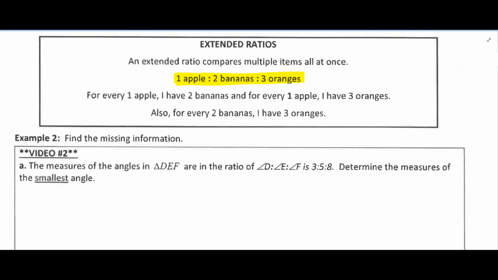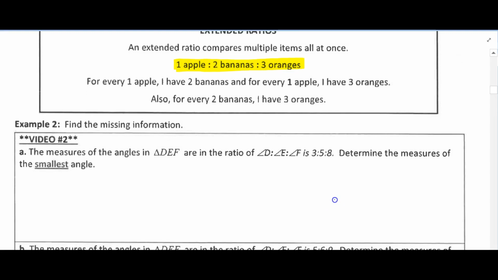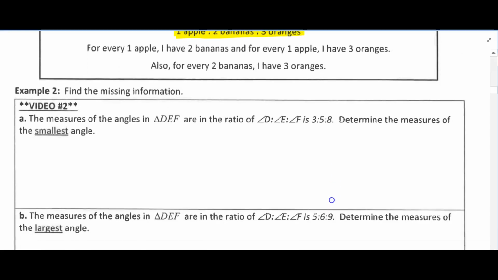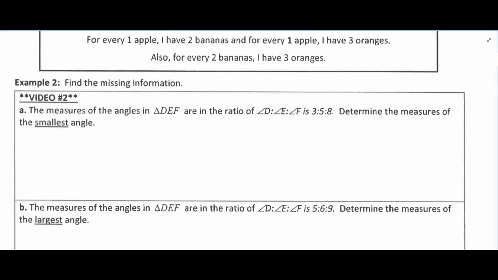Alright, so let's see how we can use this to solve a problem with a triangle. The measure of the angles in triangle DEF are in the ratio of angle D to angle E to angle F is 3 to 5 to 8. Determine the measure of the smallest angle. So let's start with a picture. We need a triangle. I'm going to label it D, E, and F.